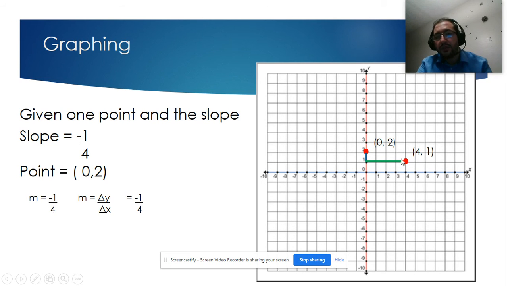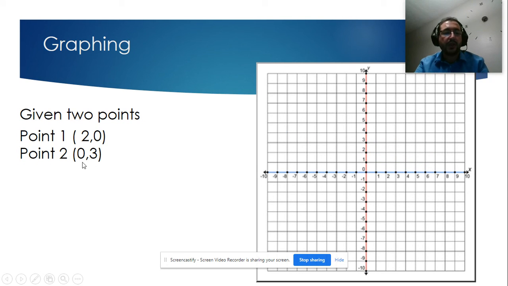And then when I get the new point, I can just draw the line, and that will be my graph for this slope and this point. Okay, now let's see when 2 points are given. When 2 points are given, it's way easier.